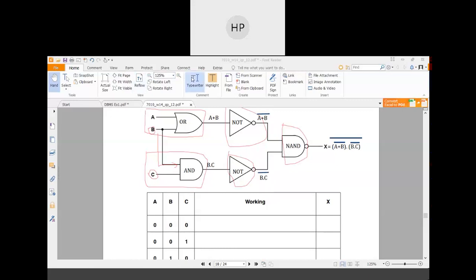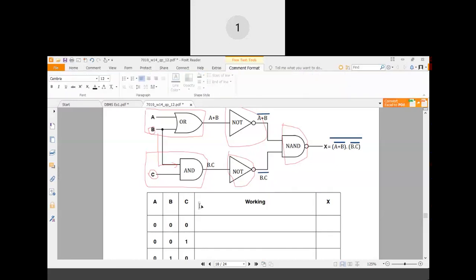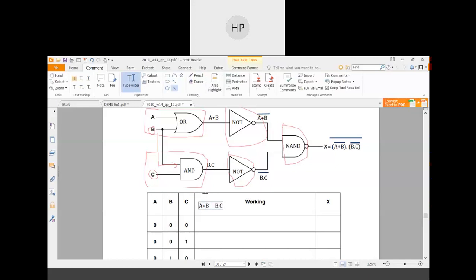Okay, you would like to go for the inversion. Then we'll do that. Fine. So the first one is A plus B bar, and the second one is B dot C bar, right?